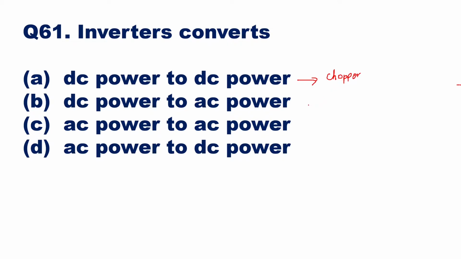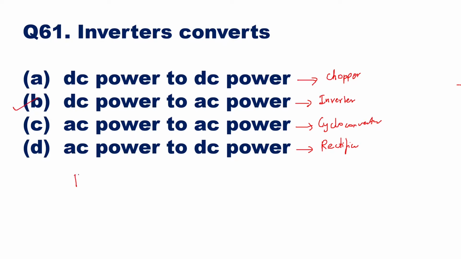Similarly, when we have DC power to AC power, it is inverter. Then C is AC power to AC power. This we get in cycloconverter. And then D, AC to DC power, is your rectifier. Now here, according to the question, inverter converts DC power to AC power. So option B is the right answer.